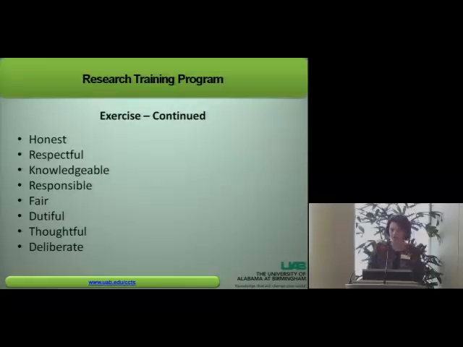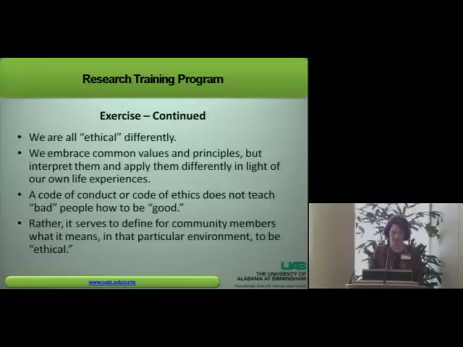Now, you probably came up with a bunch more characteristics for an ethical person, and that's really the purpose of this exercise. It's to demonstrate that we're all ethical very differently. We might embrace common elements or common values and principles, but we interpret them and apply them uniquely based on our individual personal and professional experiences.